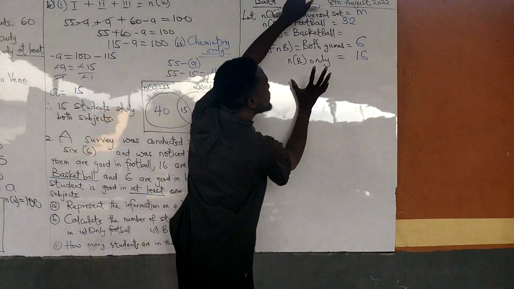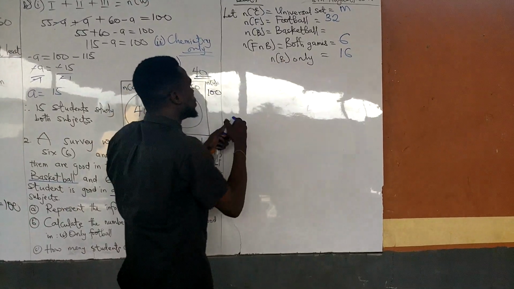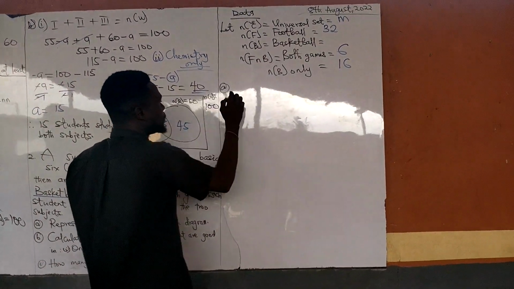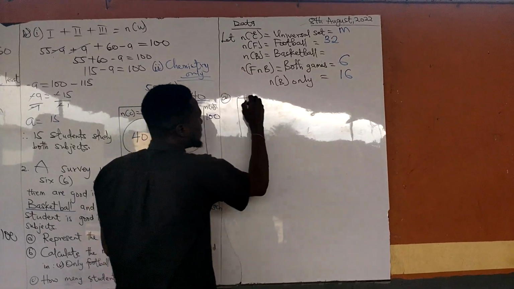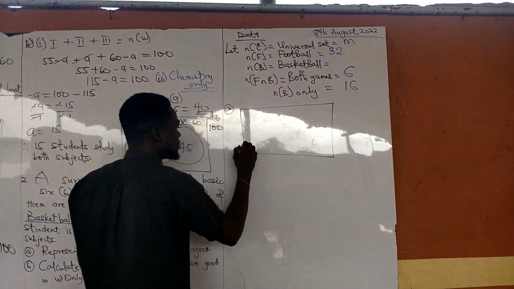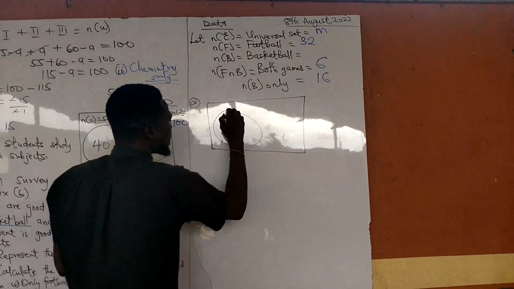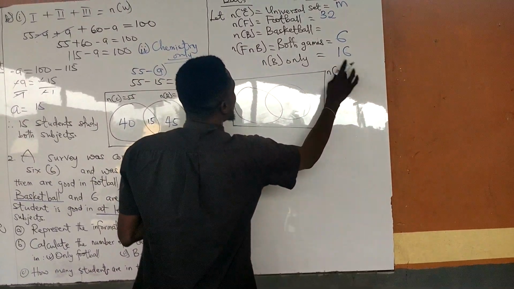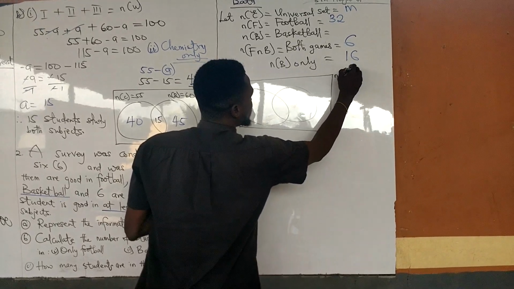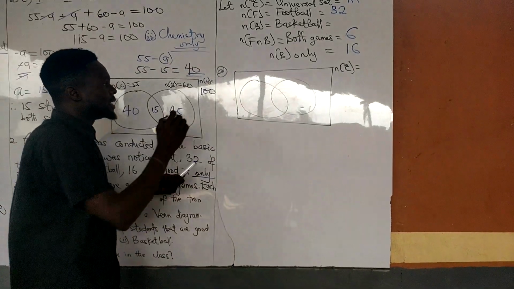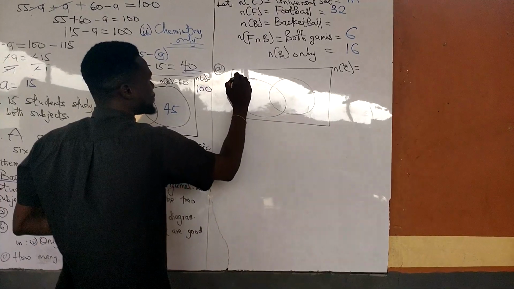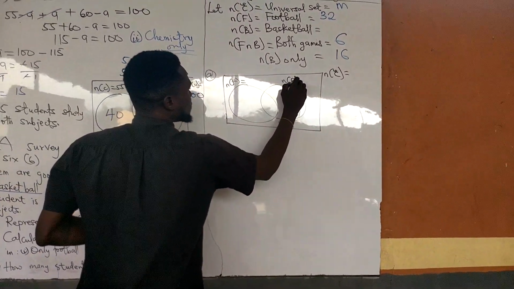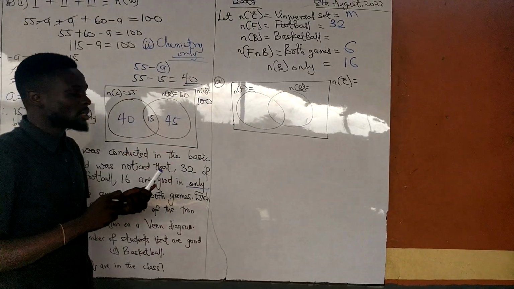So now that we have this data, we can easily draw our Venn diagram, knowing very well that we need a rectangular box, 2 circles intersecting, and we have the number here. We use this symbol as the universal set, so we are going to use it. Then we have here the number F as the first circle, and the number B as the second circle.